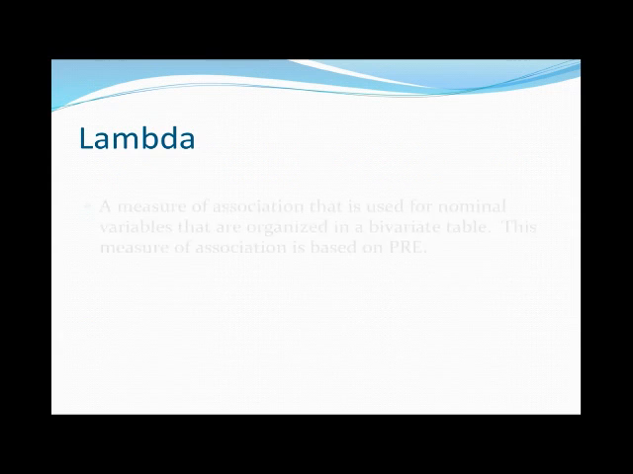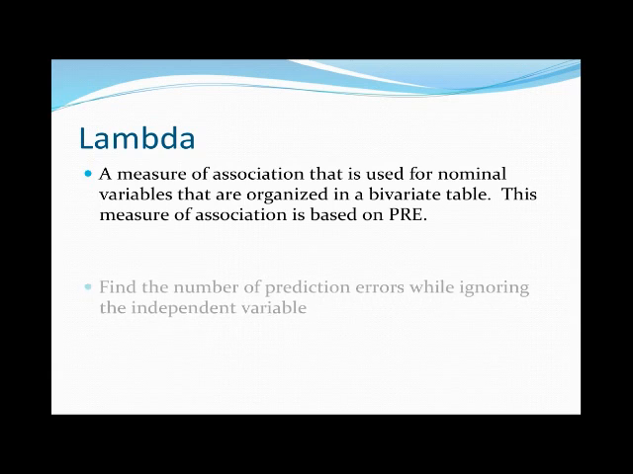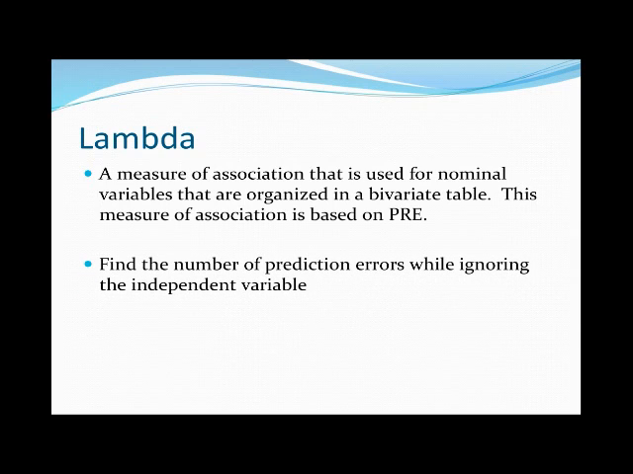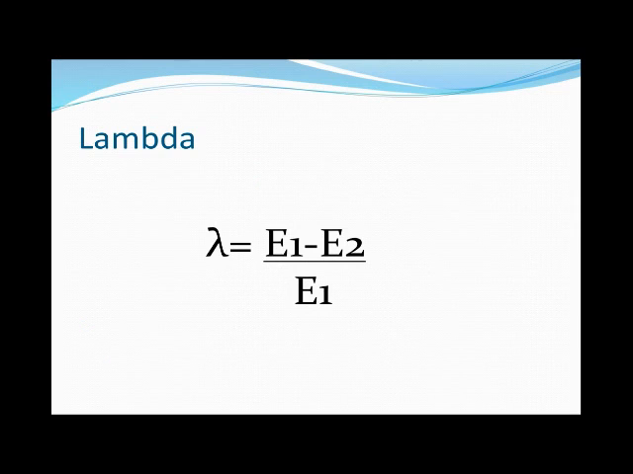So, for lambda, it's the same as before. It's a measure of association that is used for nominal variables that are organized in a bivariate table. This measure of association is based on proportional reduction of error. First, we'll have to find the number of prediction errors while ignoring the independent variable, as stated before, and then we'll have to find the number of prediction errors while taking the independent variable into account. In essence, our formula will look like this. We'll have lambda equals E1 minus E2, then we'll divide it by E1.